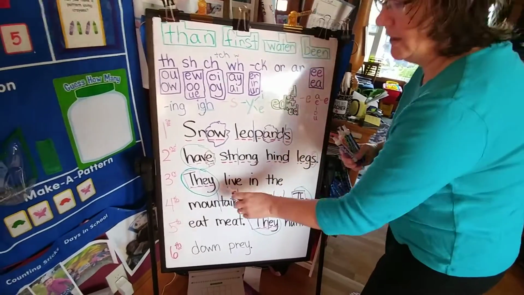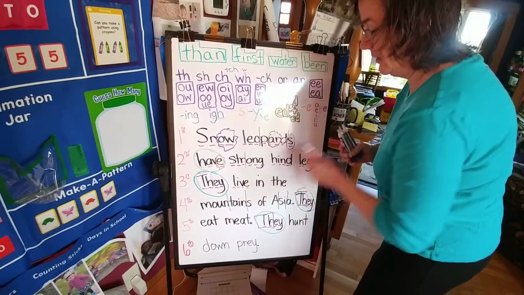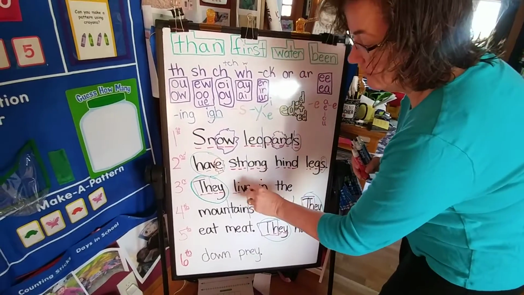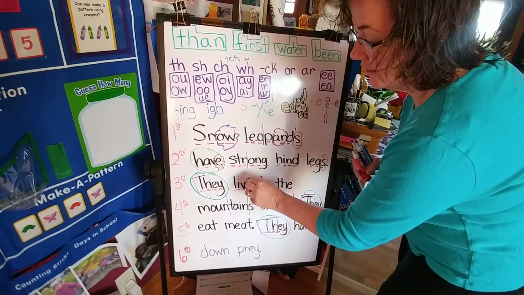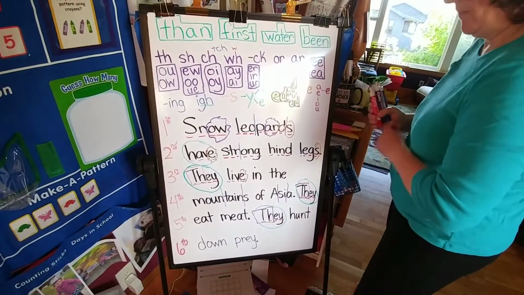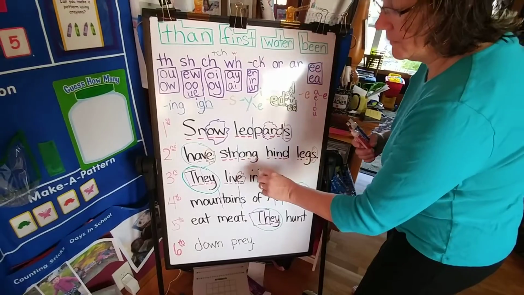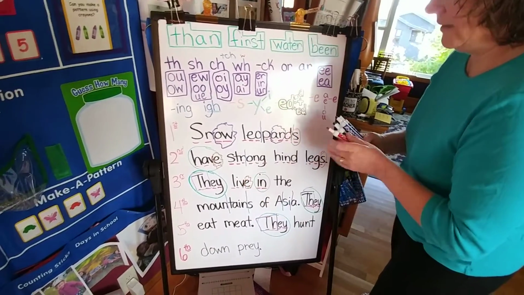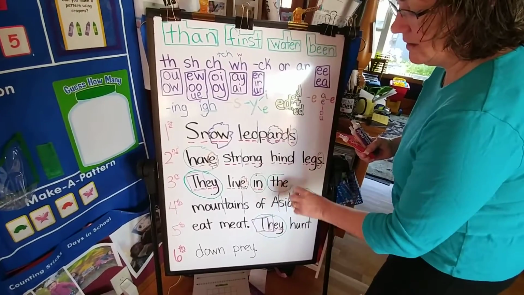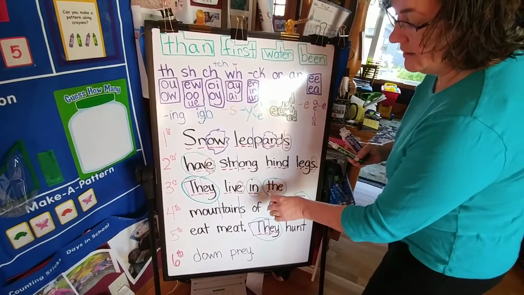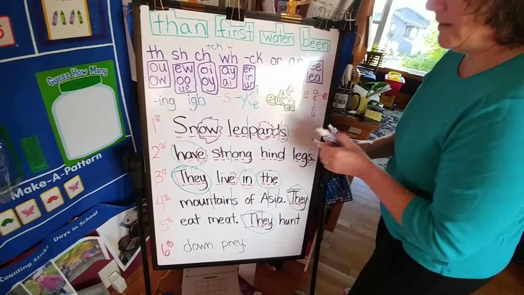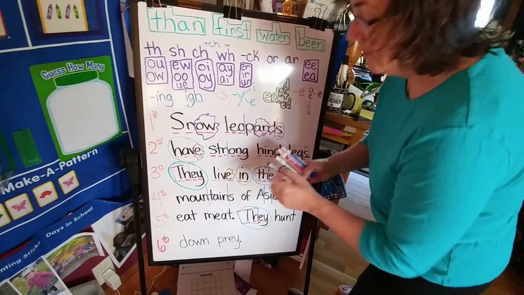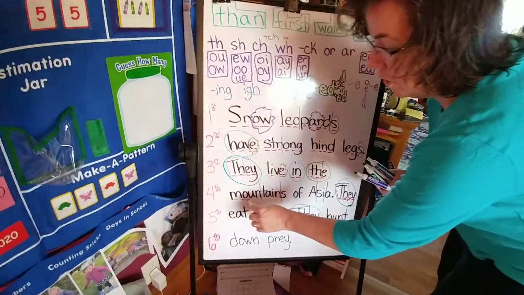We have the word live. L-I-V-E. Live. Which has a wonky E at the end because a word in English cannot have a V at the end. Sight word in. I-N, in. Sight word the. T-H-E, the. And let's get that letter pair. Mountains.